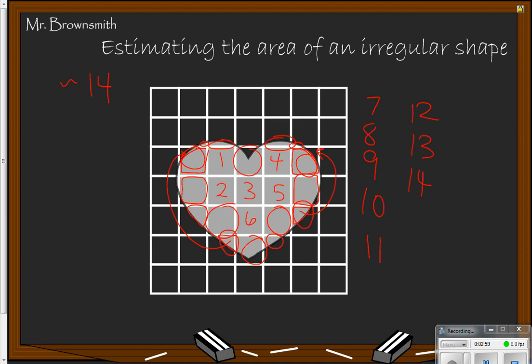If my students got somewhere between maybe 10 and 16 in that range, I'd say this is pretty good. Probably a little better would be more like 12 to 16. But I think that this is pretty good, and that's how we estimate the area of an irregular shape in 4th grade. And that's about it.